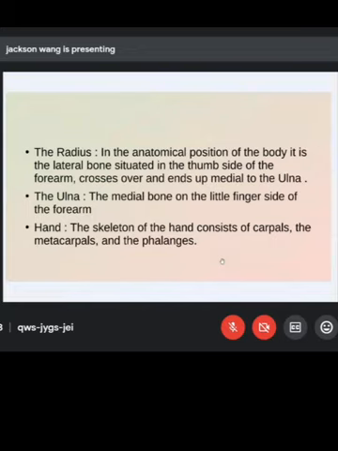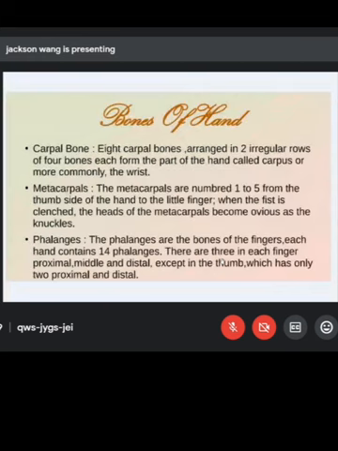And the hand. The skeleton of the hand consists of carpals, the metacarpals and the phalanges. La main consiste les métacarpes et les phalanges. The carpal bones: eight carpal bones arranged into irregular rows of four bones each form the part of the hand called carpus, or more commonly the wrist. The wrist, ça veut dire le poignet.